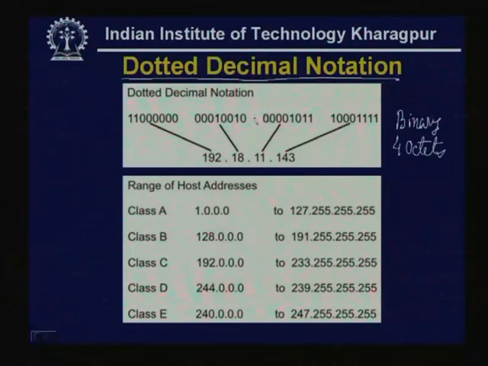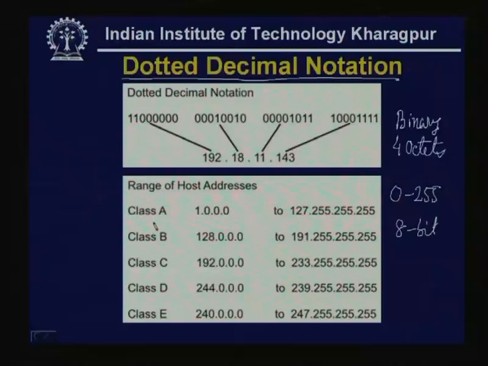In dotted decimal notation, each octet consists of 8 bits, and these 8 bits are represented in decimal form instead of binary. So, the range of number in each field varies from 0 to 255, which can be represented by 8 bits. By using 4 octets with their decimal values, each separated by a dot, this is known as dotted decimal notation. Using this notation, the range of host addresses for different classes are given here.